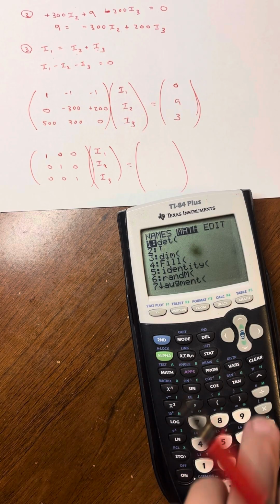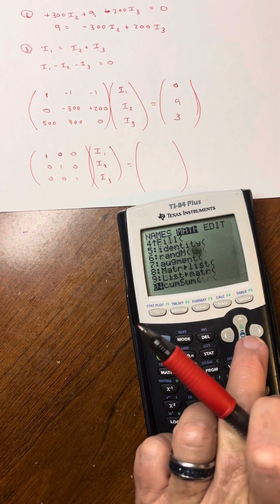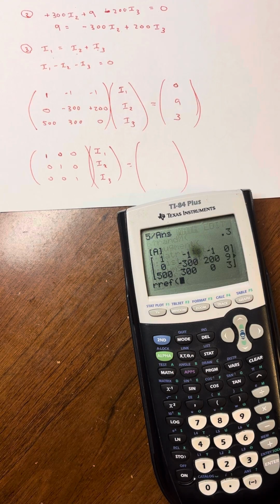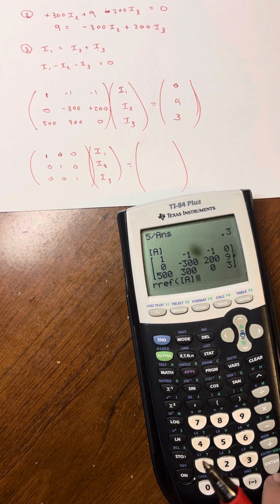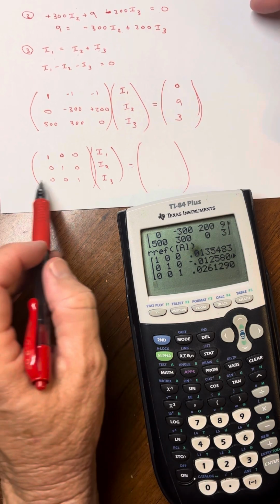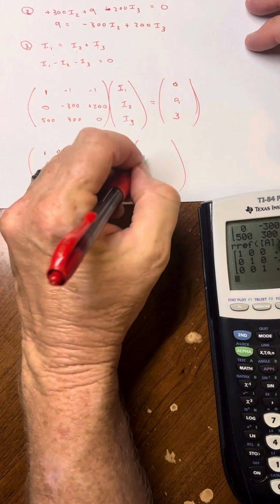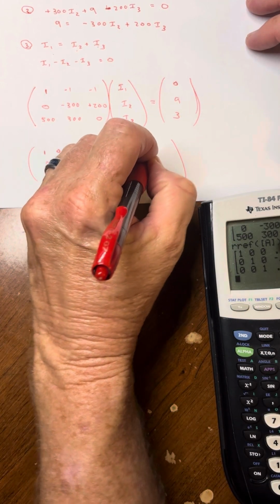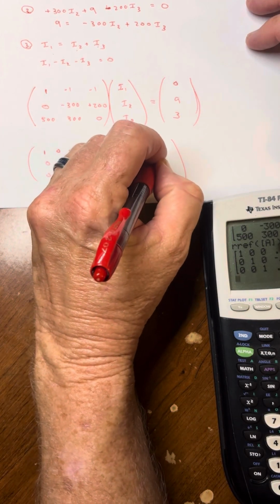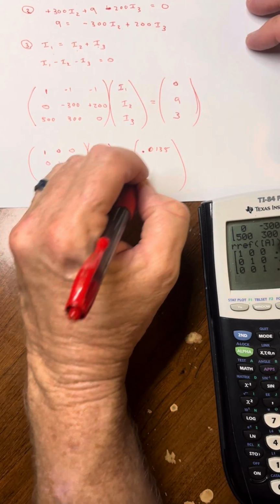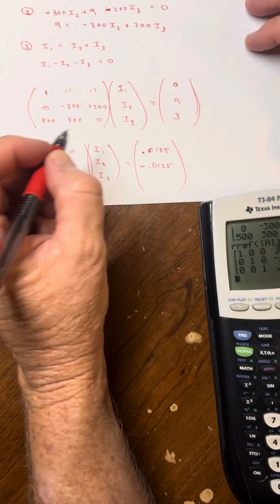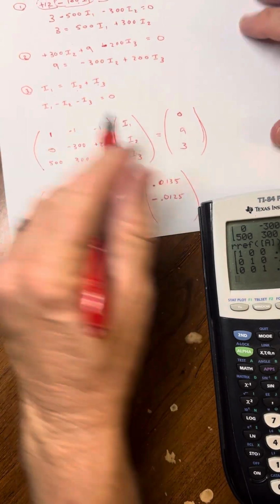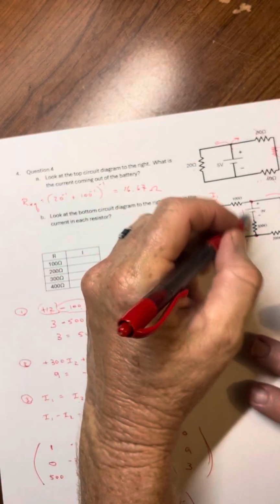And so I want to do some math on my matrix A. The reduced row echelon form of matrix A is the operation I want to do. So there's the diagonal, and it looks like I get a 0.0135. There's the negative 0.0125. So number 2 is going up here.